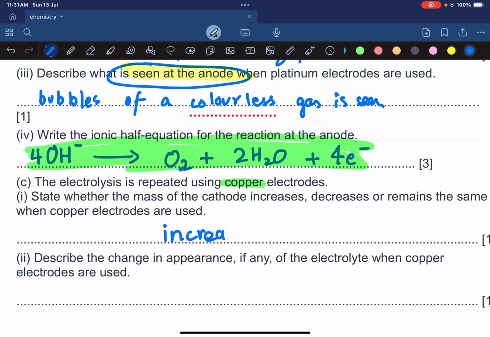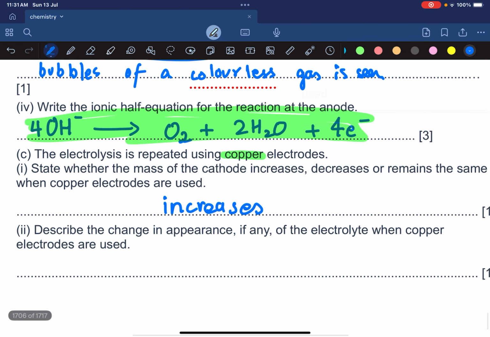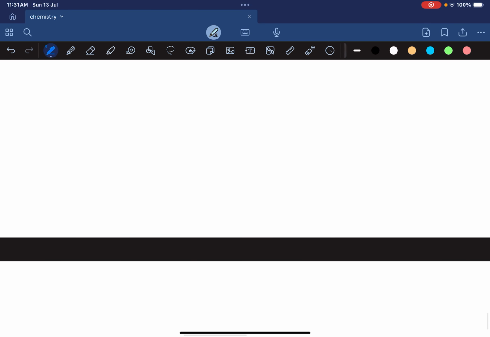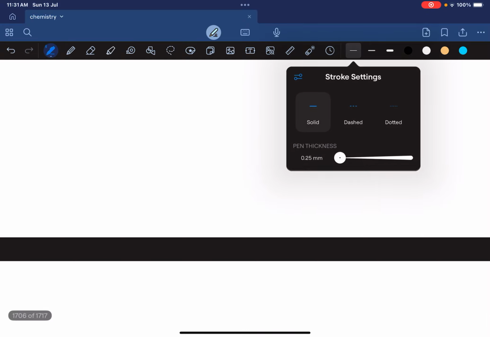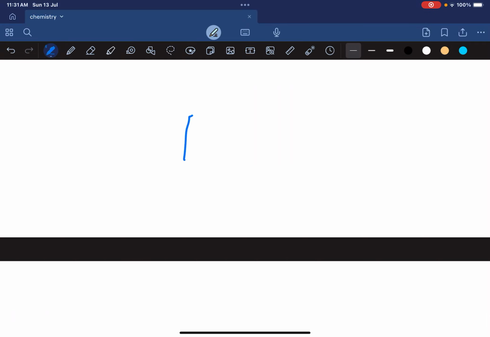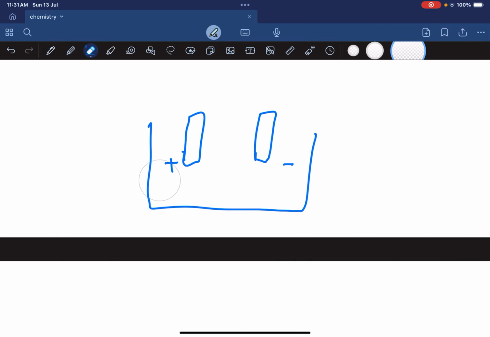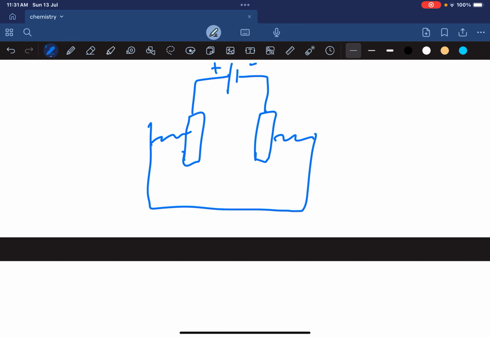It increases. Again, why does it increase? Let me explain it to you over here. By the way, if you've given your exam, you should know this. This is your anode, this is your cathode, this is your electrolyte. This one's going to be positive, this one's going to be negative. This is made up of copper. Over here at your anode, copper is being dissolved.